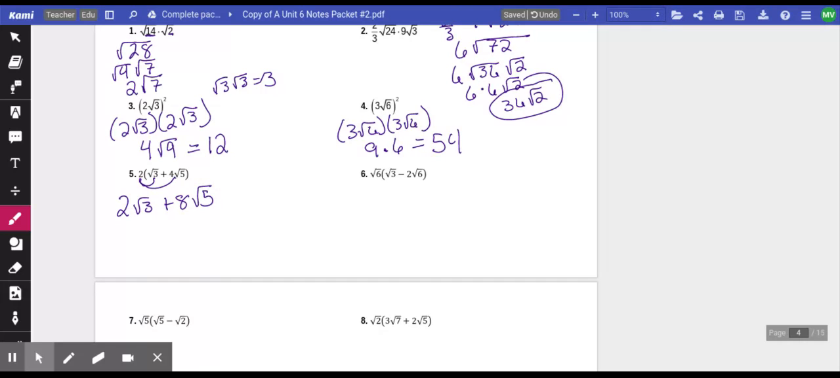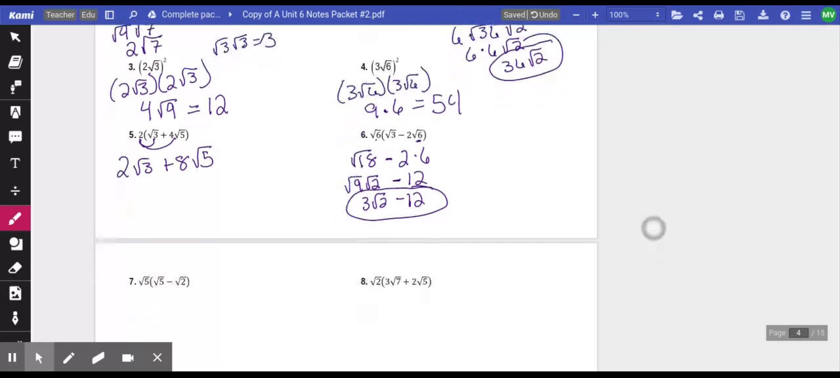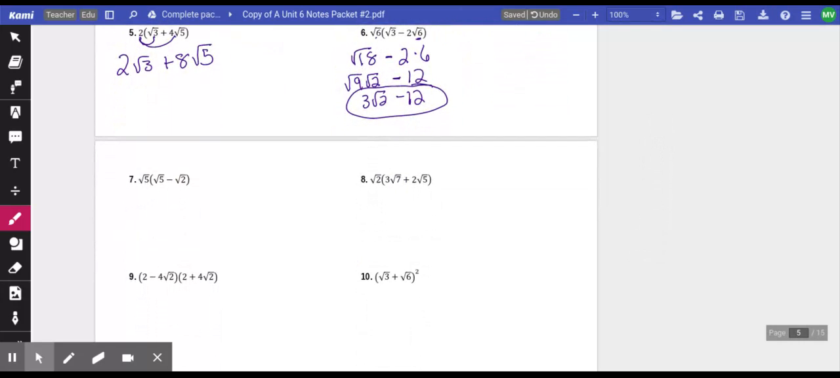Number 6, radical 6 times radical 3 is radical 18, minus radical 6 times radical 6 is 6, so that's 2 times 6. Here I need to simplify. 18 has a perfect square factor of 9, so it's radical 9 radical 2, which is 3 radical 2, minus 2 times 6 is 12. So the answer is 3 radical 2 minus 12. I want you to pause and try 7 and 8.